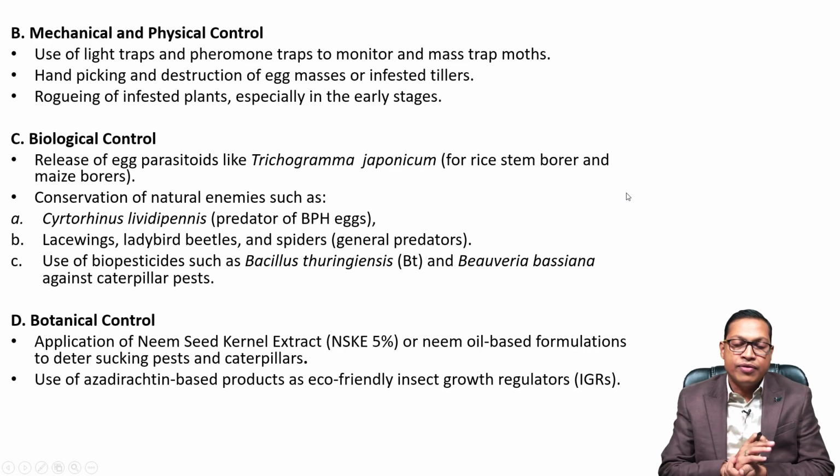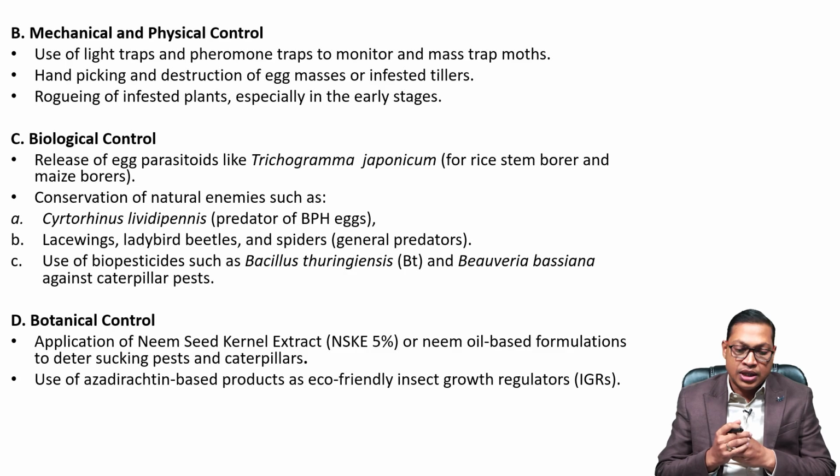Then mechanical and physical control. Use of light traps and pheromone traps is very important to monitor which type of pest is coming, along with mass trapping of moths, so that we can identify the pest and go for particular management.